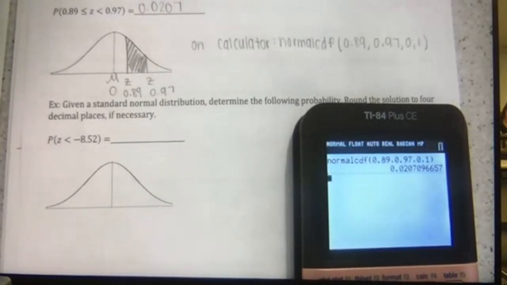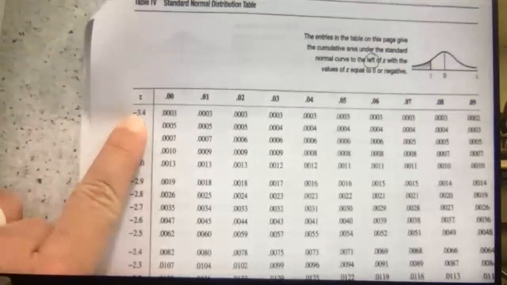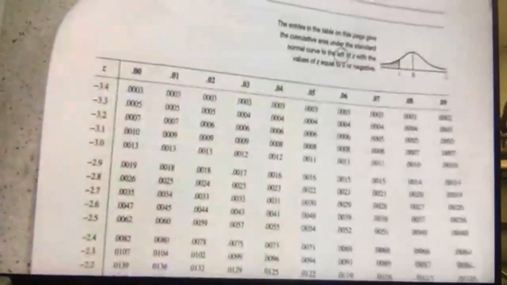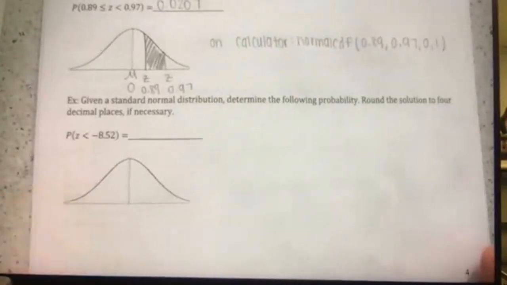It says, given the standard normal distribution, determine the following probability, round to 4 decimal places if needed. Our probability that z is less than negative 8.52. On our table, negative 8 isn't on our table. The smallest thing is negative 3.4. So you don't have the option. You have to use our calculator. That's too small for our table, which is the same thing we've been doing. Nothing changes. So that's kind of nice. That's kind of why I like using the calculator.